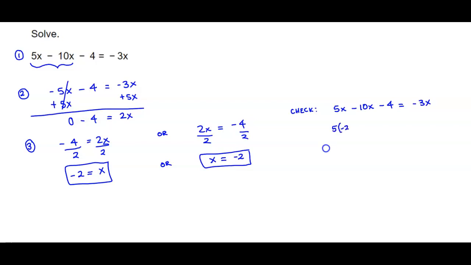So we have 5 times negative 2 minus 10 times negative 2 minus 4, which is equal to negative 3 times negative 2. So we're going to multiply here. We have 5 times negative 2, which is going to give us, excuse me, negative 10. Negative 10 times negative 2 is going to give us positive 20, and then minus 4. And over here, we're going to get negative 3 times negative 2, which is positive 6.